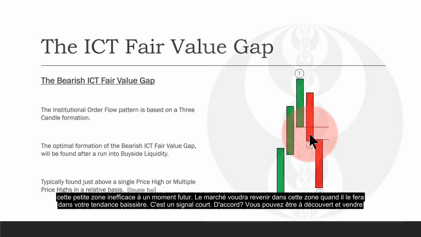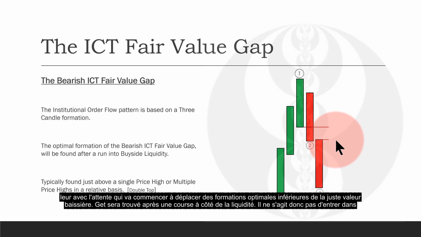When it does, and you're bearish, that's a short signal. Okay, you can go short and sell there with the expectation it's going to start to move lower. Optimal formations of the bearish ICT fair value gap will be found after a run into buy-side liquidity.